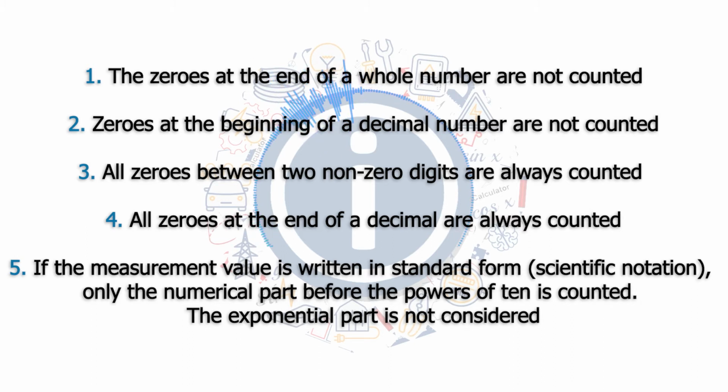2. Zeros at the beginning of a decimal number are not counted. For example, if during a measurement the result of speed is 0.000945 kilometers per second, the number of significant figures in this number is 3, those being 9, 4 and 5, because the other digits, zeros, act again as placeholders.